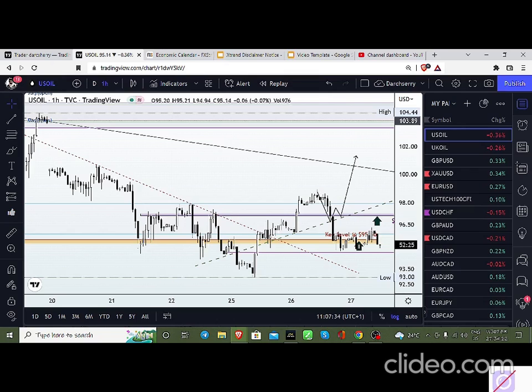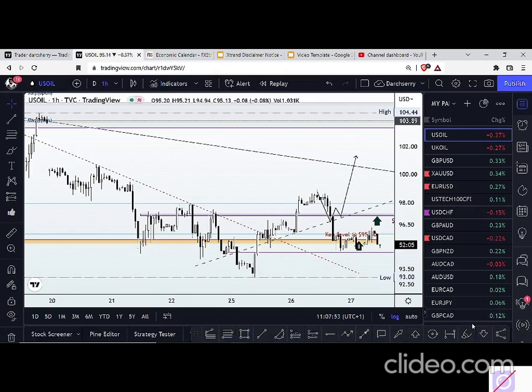So at this point, I would like to tell you to fasten your seatbelt. Try as much as possible to stay tuned in throughout the session so you don't miss out on any important information that I might be dishing out in real time. So without further ado, let's dive into the chart and let's see what is happening.